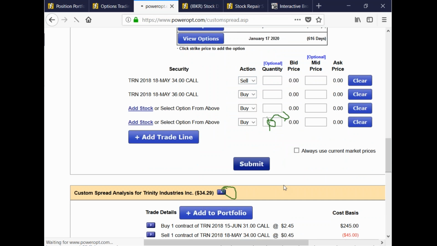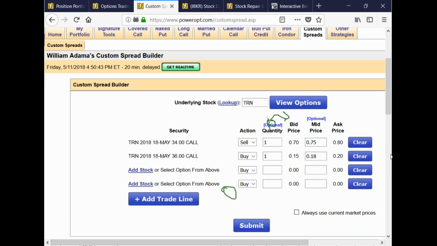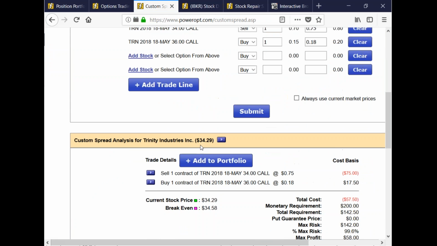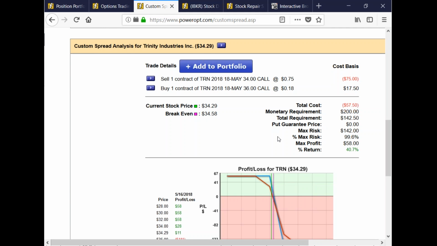I'm grabbing TRN because it had that jump today where it's now in the money. So I couldn't do anything about this. It closed at roughly 33.80 yesterday, opened today at 34.29. It's now in the money.